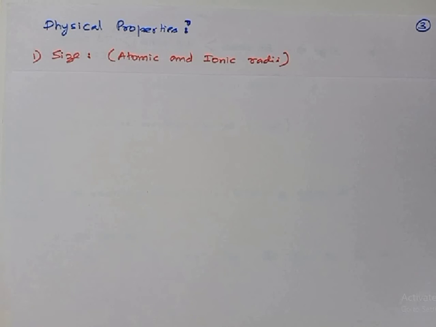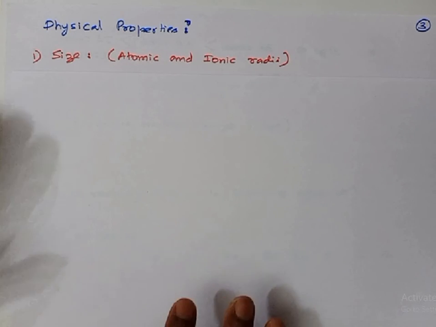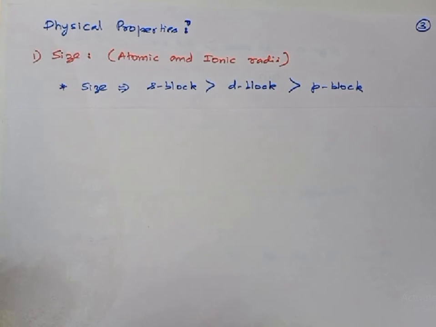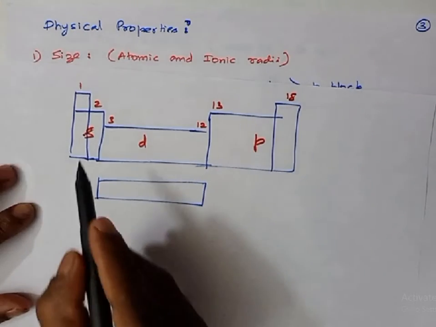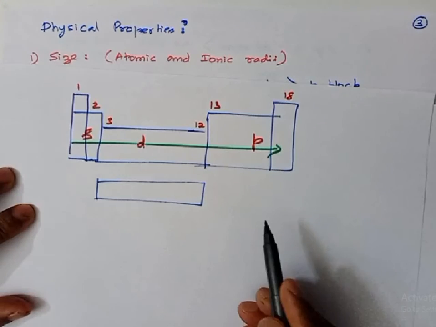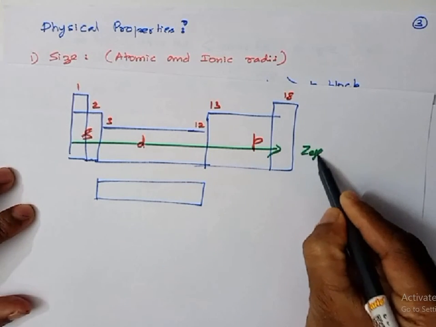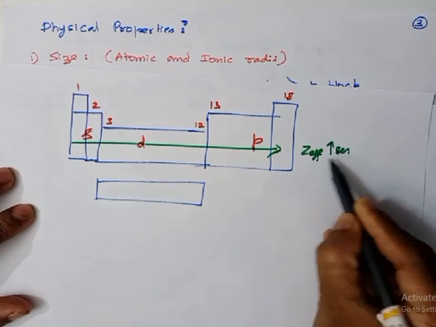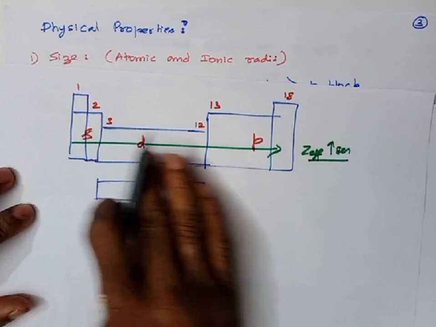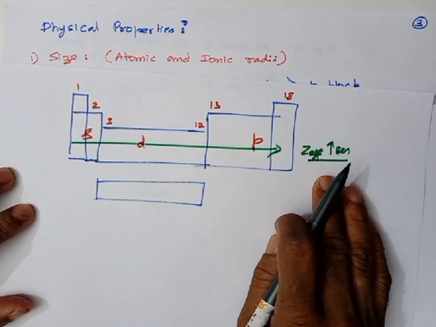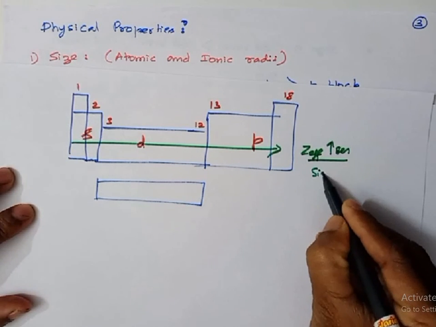How does the size of the atom vary in the d block? Students, observe carefully. In general, if you compare d block elements with s and p block, when you move from left to right in the periodic table, what will happen? Effective nuclear charge increases. In general, effective nuclear charge increases from left to right. Therefore, in general, size decreases.